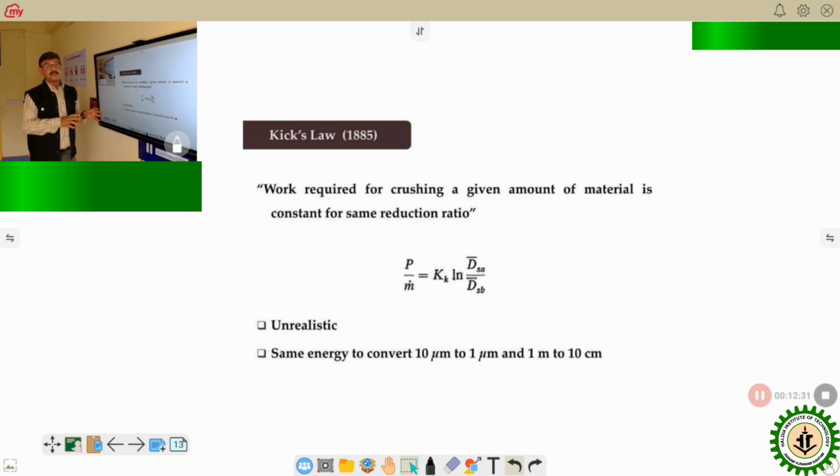But here also some limitation is there. It is not applicable for a broad range of reduction ratio. Kick's law is applicable only for a certain range of reduction ratio. Actually, it cannot explain operations with a higher size reduction ratio.